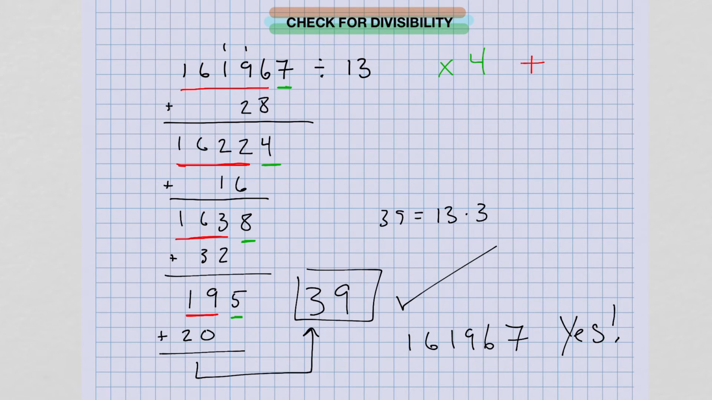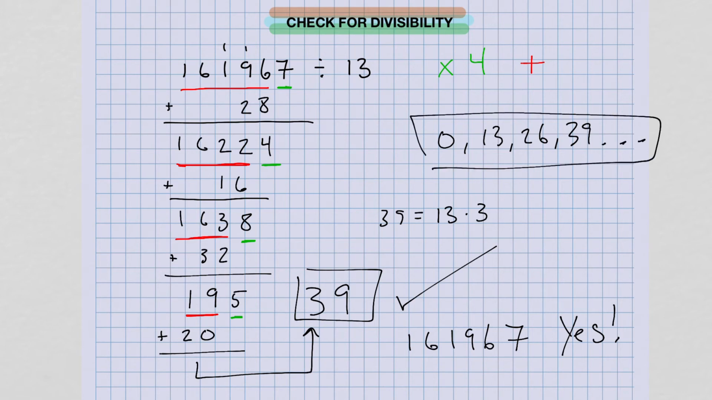Also, if you get a 0, 13, 26, 39, etc., or a multiple of 13, or 0, 0 counts as well for a yes.